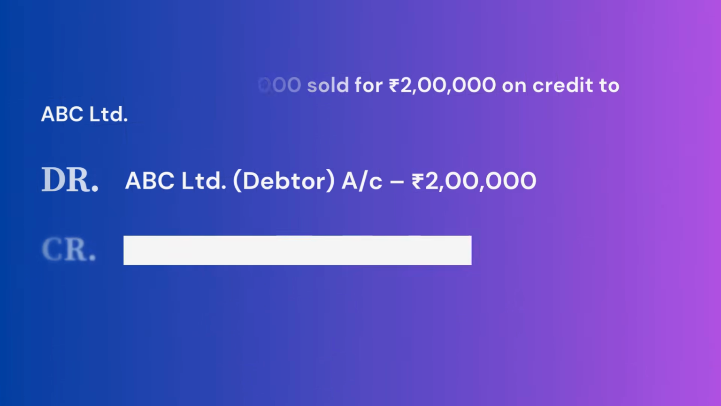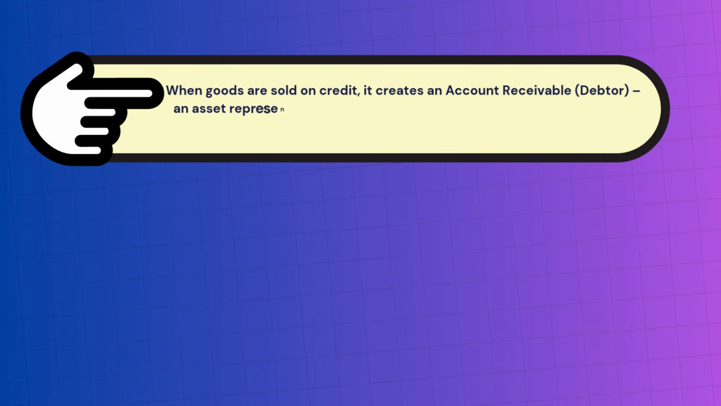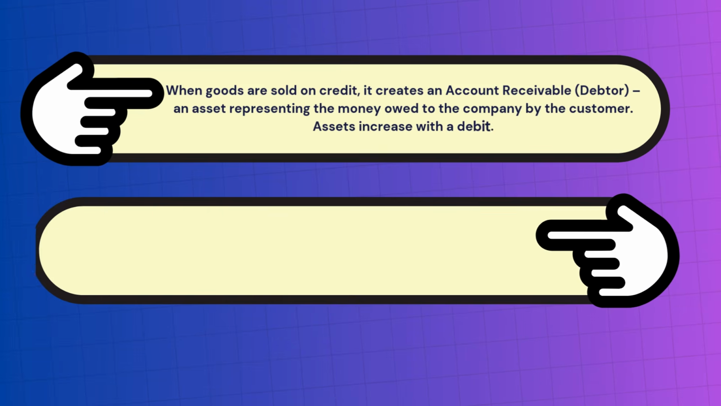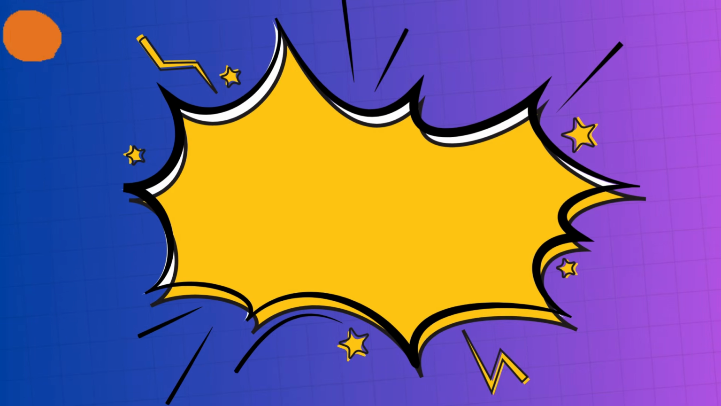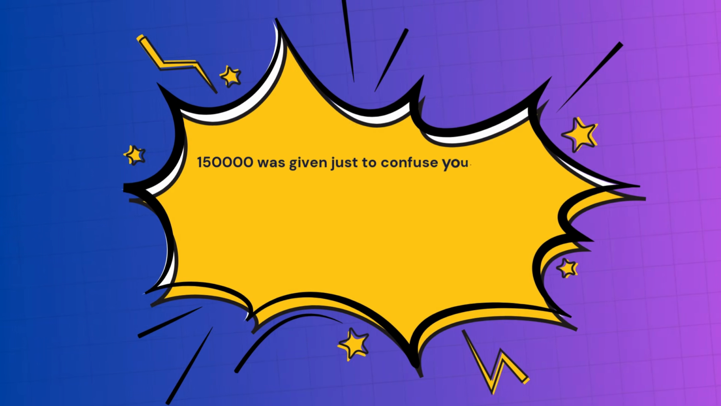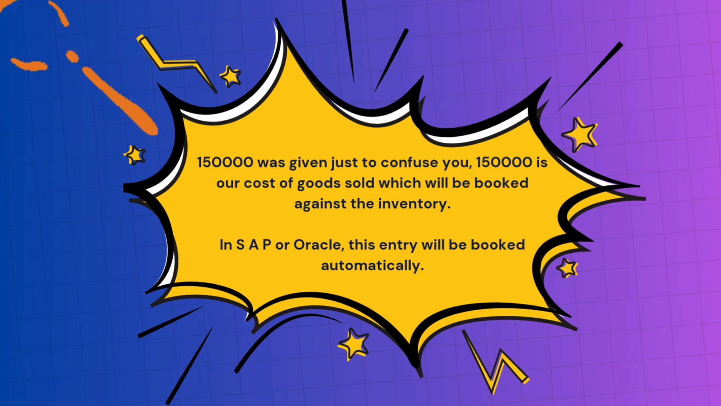Why? When goods are sold on credit, it creates an account receivable, a debtor, an asset representing the money owed to the company by the customer. Assets increase with a debit. Sales are revenue, increasing the company's equity. Revenue is recorded with a credit. Here in the question, 150,000 was given just to confuse you. 150,000 is our cost of goods sold, which will be booked against the inventory. In SAP or Oracle, this entry will be booked automatically.